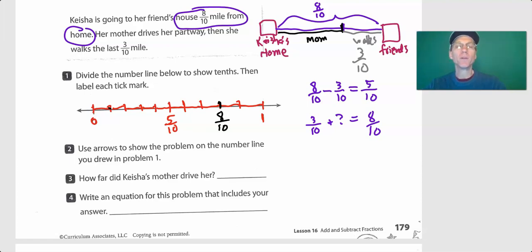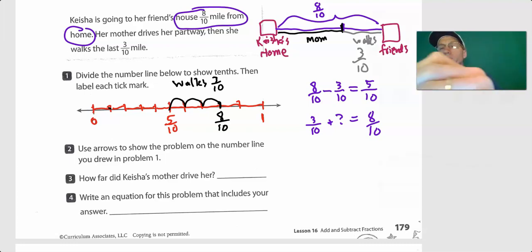Okay? And if she walks part way, she says she walks the last 3/10 of a mile. So I could show that on here, that this is the part where she walks. I could say 1, 2, 3. So I could put walks 3/10. Again, just showing the same thing on a number line. Okay? So then her mom must have driven her this part here. Her mom drove her up to here, which is 1, 2, 3, 4, 5. And it just happens that I have that labeled because that was halfway. Mom took her 5/10. Just another way to do it.